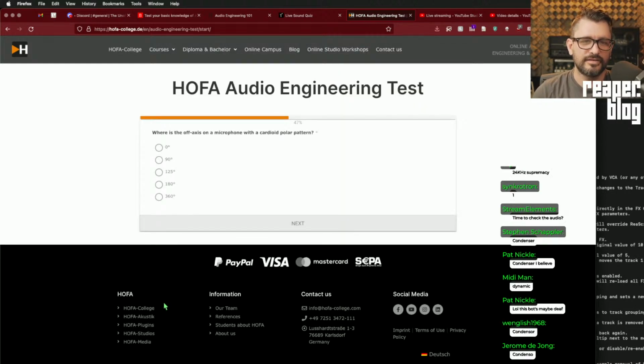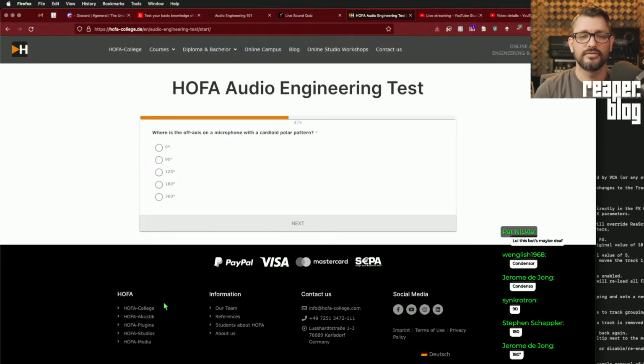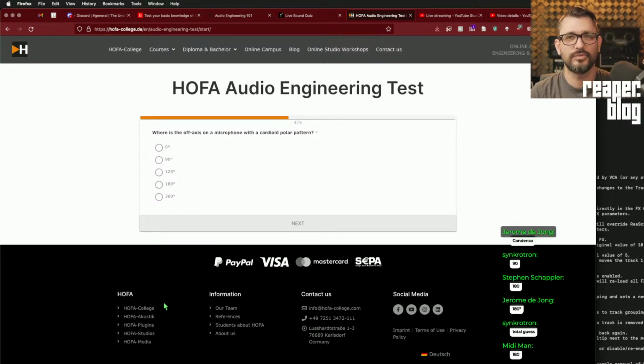Where is the off axis of a microphone with a cardioid polar pattern? 0 degrees, 90 degrees, 125 degrees, 180 degrees, or 360 degrees? This may be a tricky one if you've never seen a polar pattern graph. So we got 1 vote for 90, 1 for 180, 2 for 180, 3 for 180. I would also go with 180 for this.